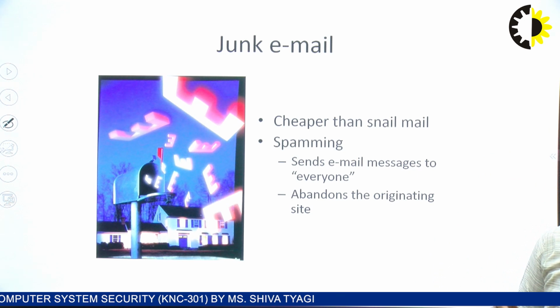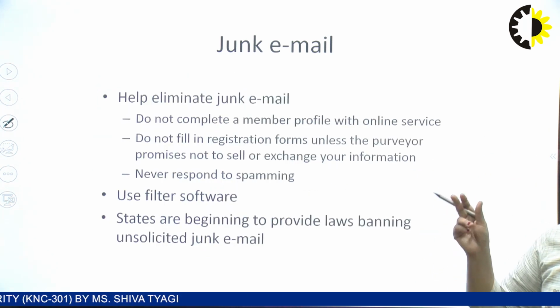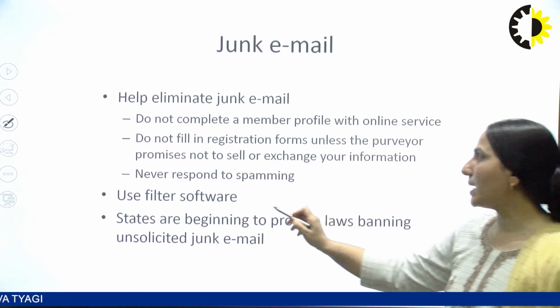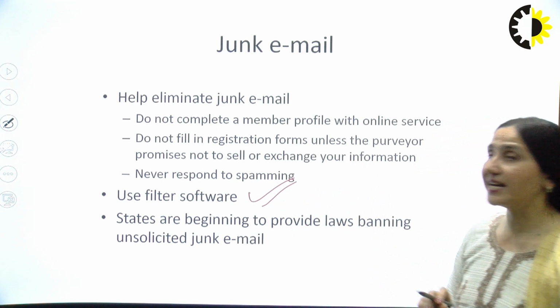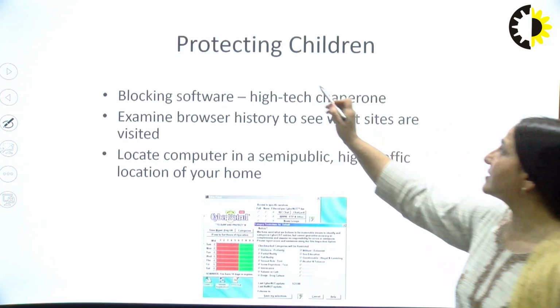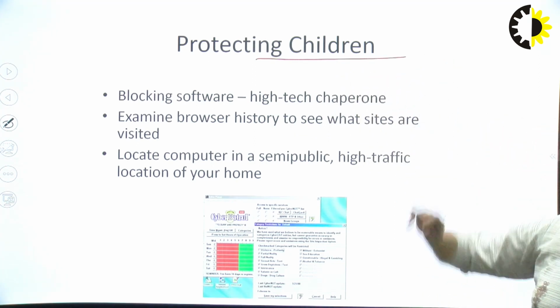There are junk emails, which are cheaper than snail mail, and spamming is again there. Proper filtering software helps eliminate junk emails. States are beginning to provide laws. Protecting children is again a topic of the day, a most important thing.